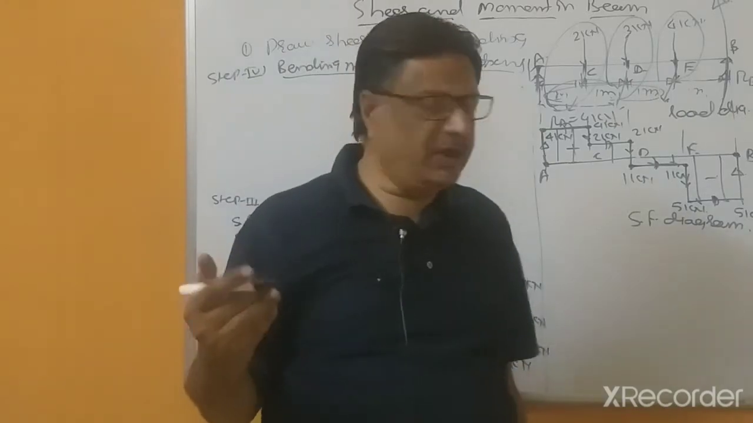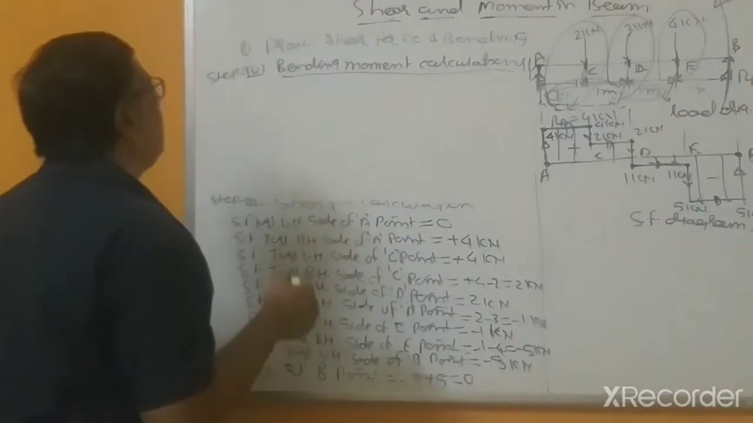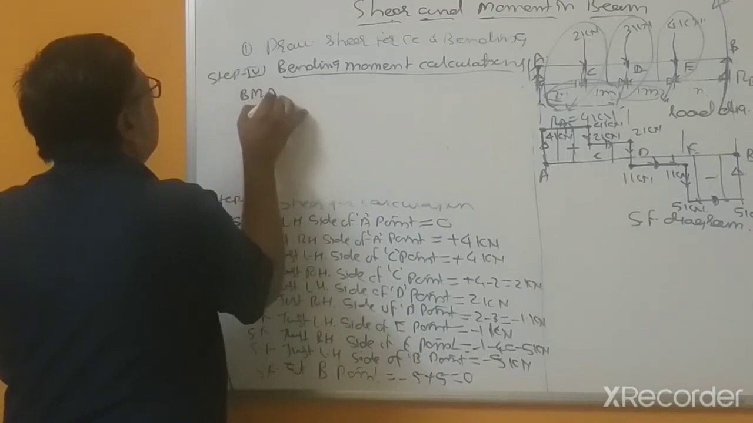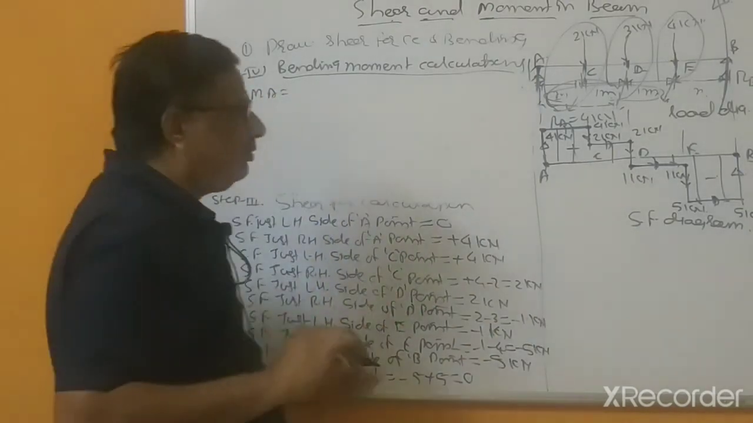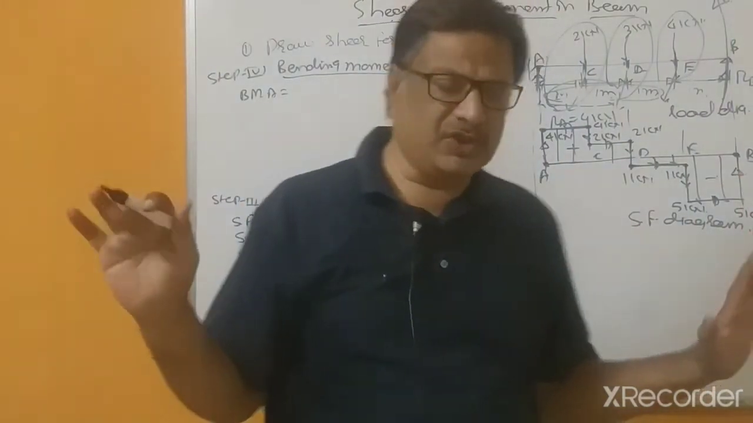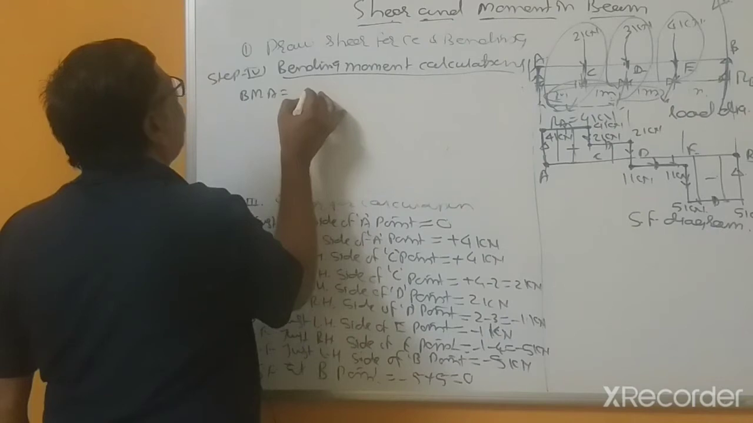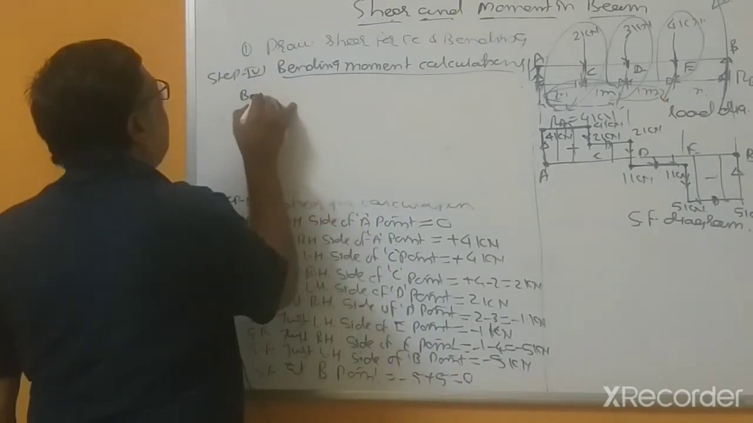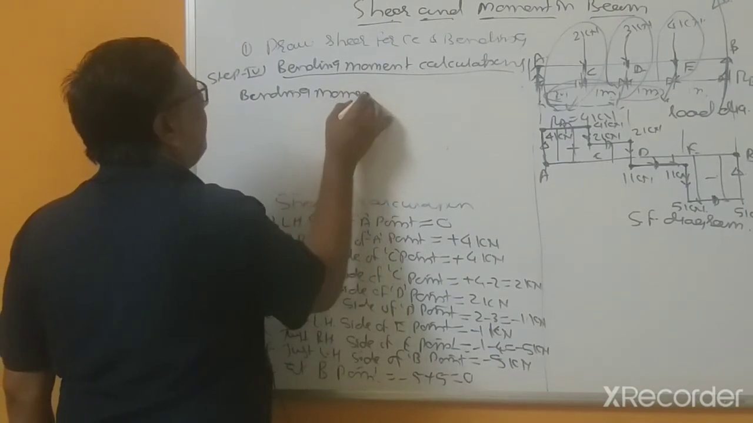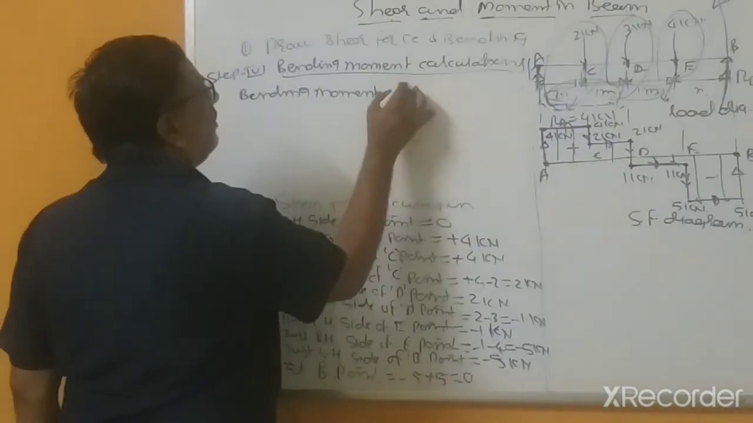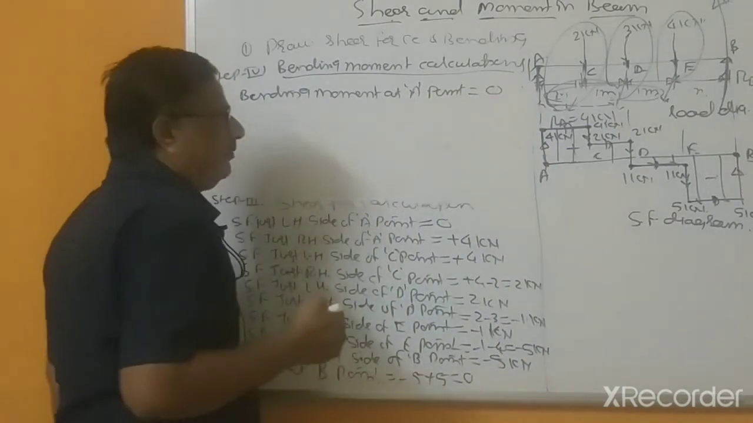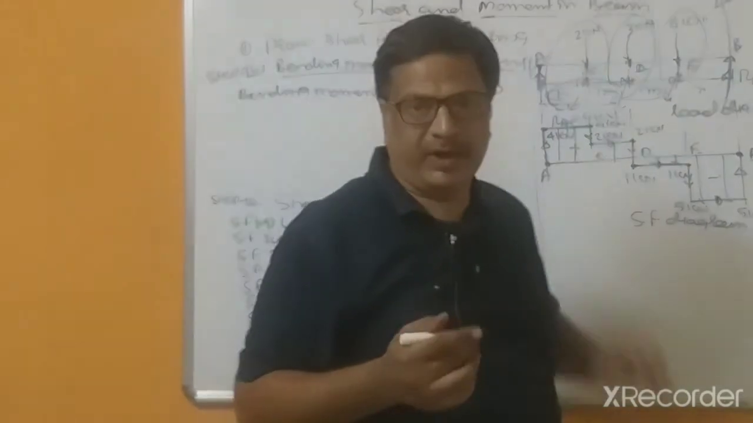For this case, bending moment at A point: force multiplied by distance equals 0. So that's why the bending moment at A point equals 0. The second point is the C point.